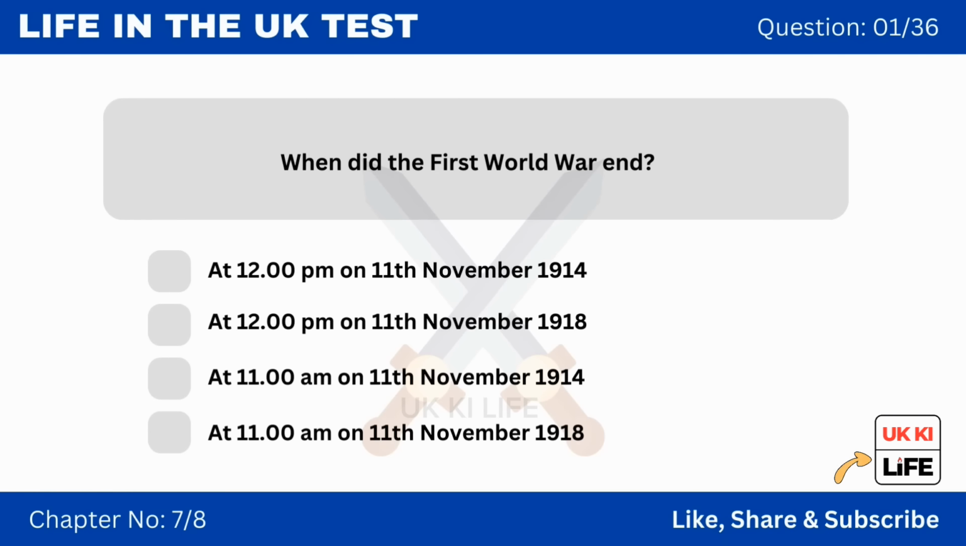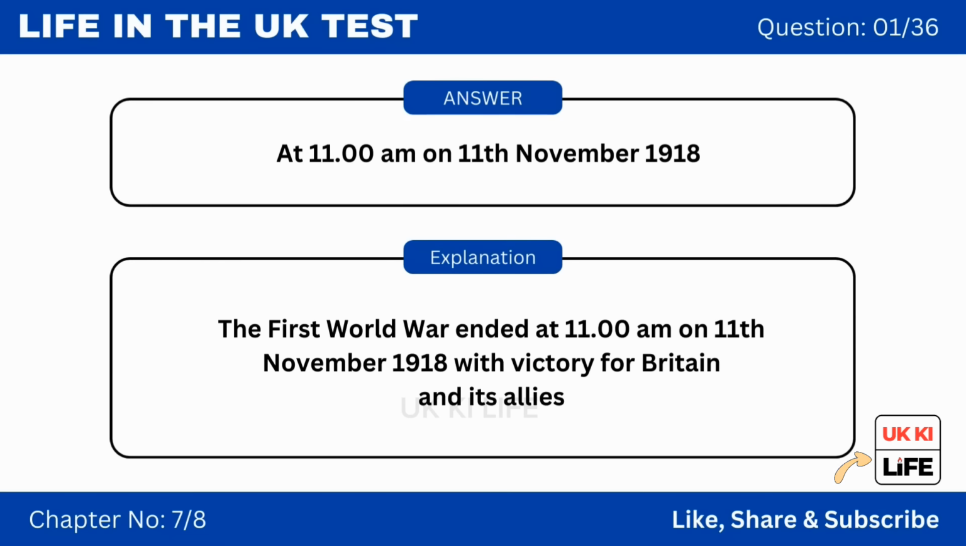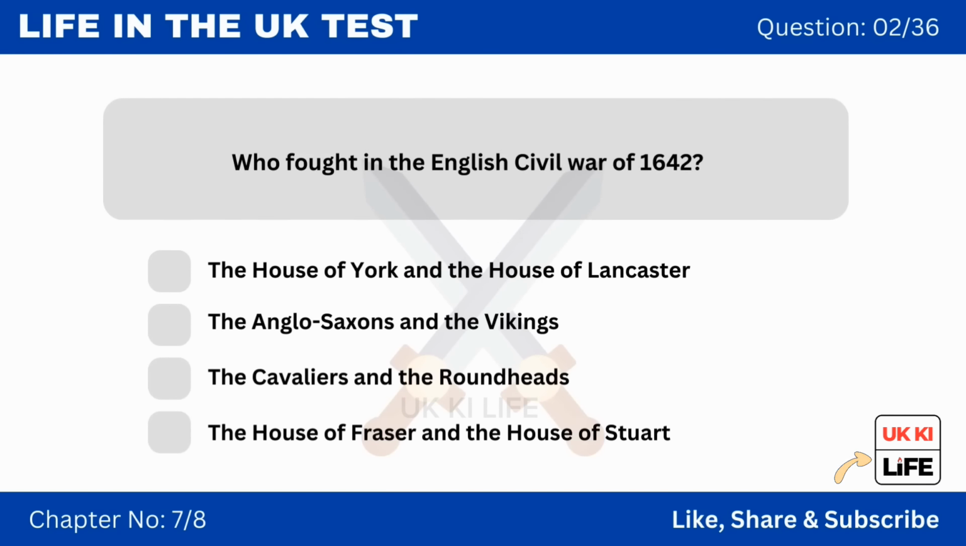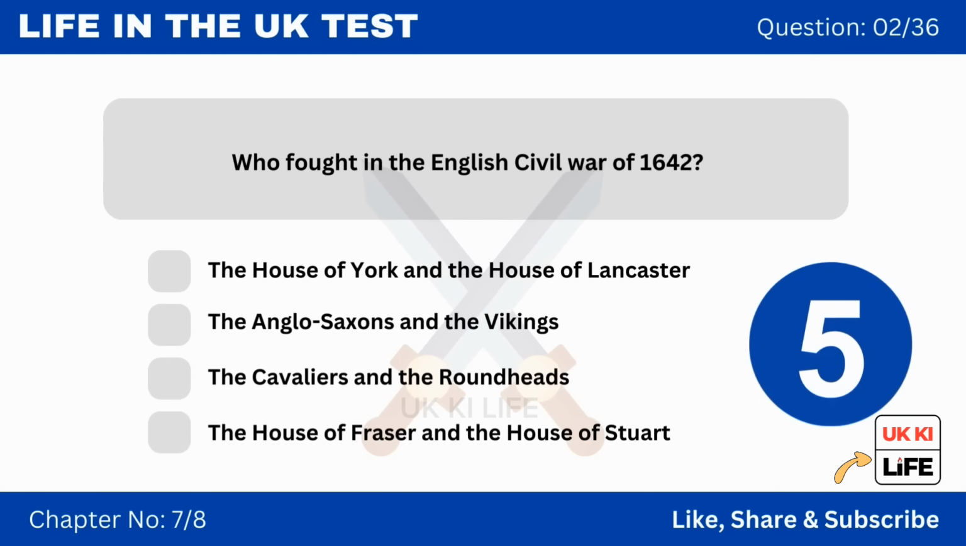The correct option is D. Explanation. The First World War ended at 11 a.m. on the 11th of November 1918 with victory for Britain and its allies. Question 2. Who fought in the English Civil War of 1642? The House of York and the House of Lancaster. The Anglo-Saxons and the Vikings. The Cavaliers and the Roundheads. The House of Fraser and the House of Stuart.